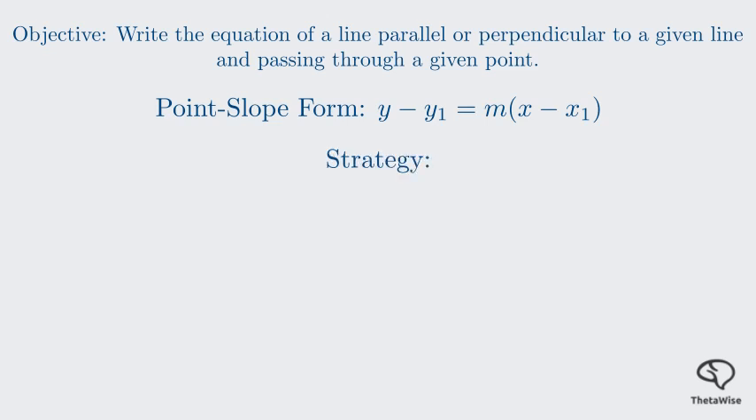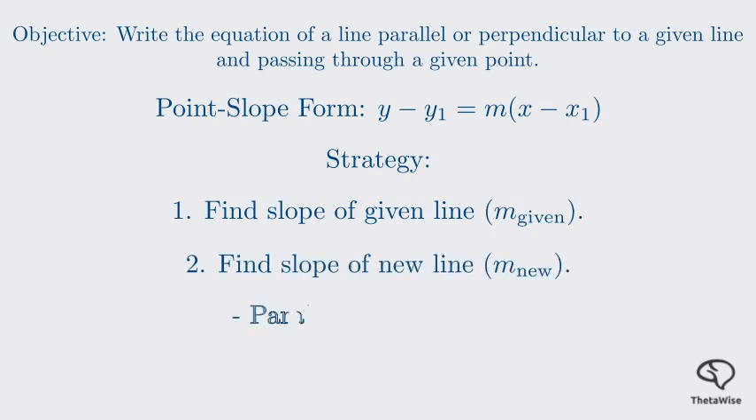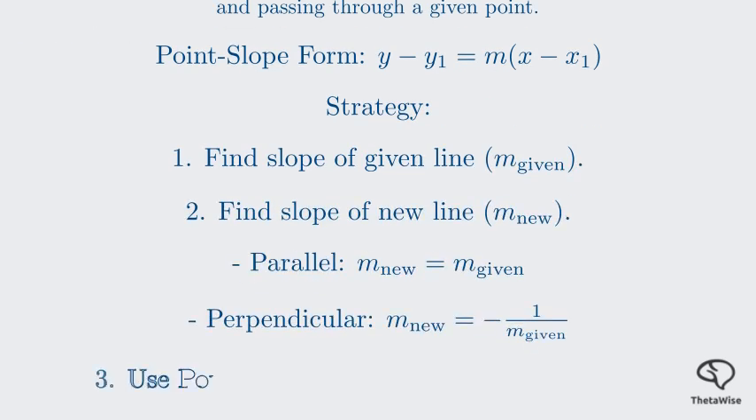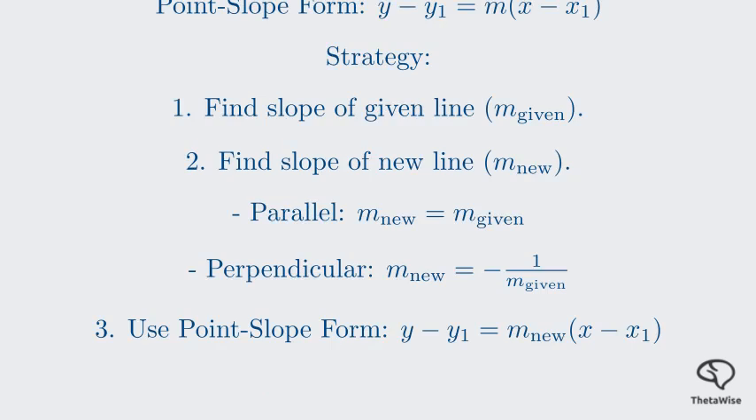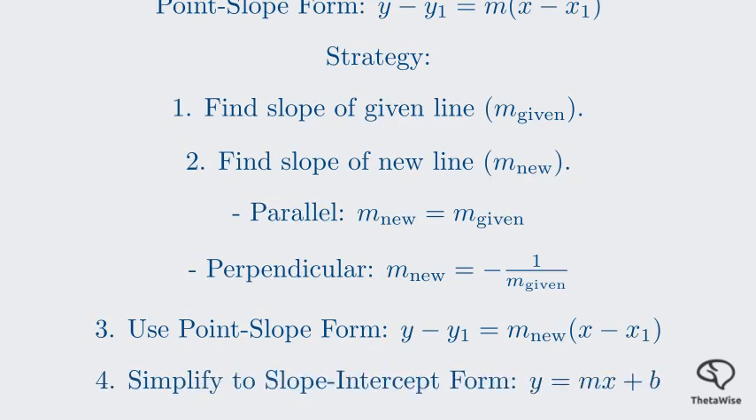Let's write that down. Step 1. Find the slope of the given line. Step 2. Find the slope of the new line. Step 3. Use point-slope form. Step 4. Simplify to slope-intercept form. Let's start with a parallel line example.